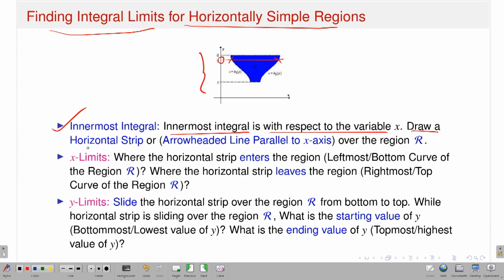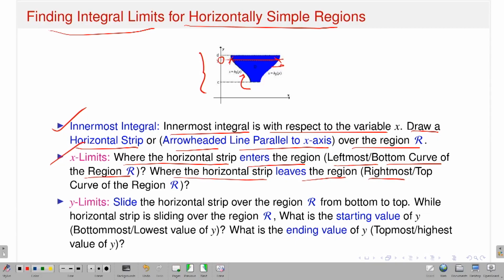Draw a horizontal strip, or arrowhead line, parallel to the x axis over the region R. Then you have to perform the x integral, that means the x limits. So, where the horizontal strip enters the region: this horizontal strip enters the region at this point, right. That means the leftmost curve of the region R, this is the leftmost. And where the horizontal strip leaves the region, that is the rightmost curve, that means h2 of y.